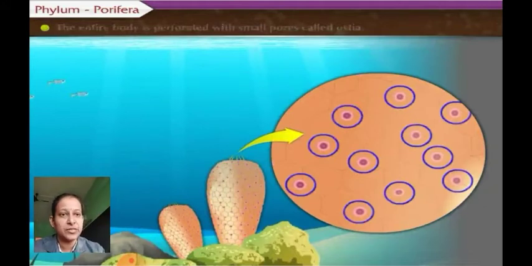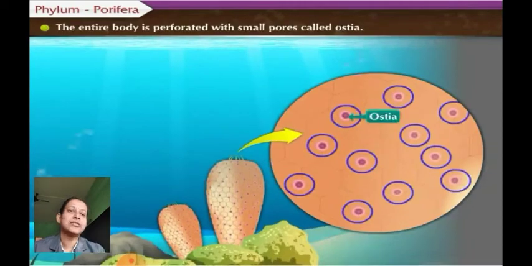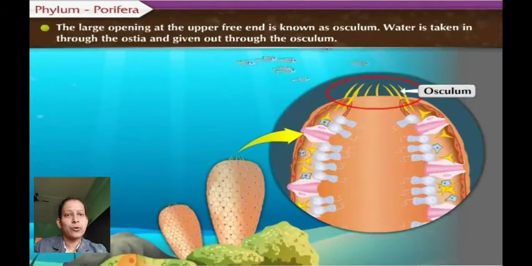Body of the poriferan. So, they have small pores, and these pores are called ostia. It is all perforated with these small pores, and these small pores are called ostia. This is one. The whole body is made up of ostia, whereas they have another type of opening at the upper free end. You can see the upper free end in this diagram here.